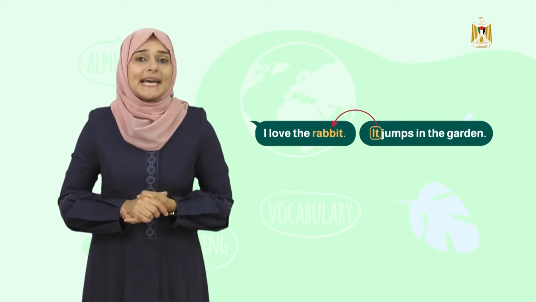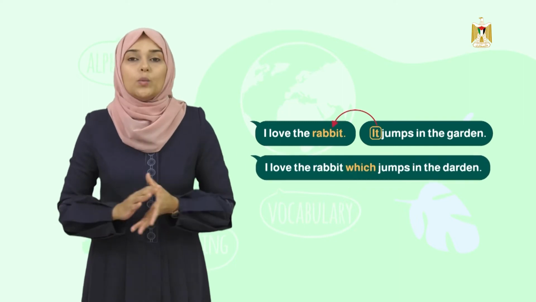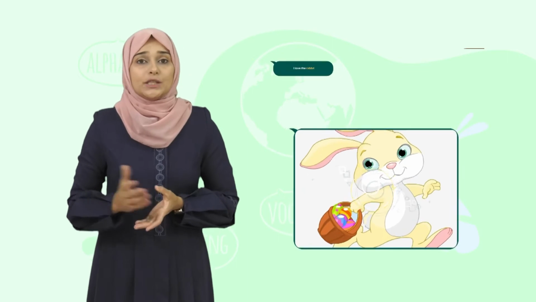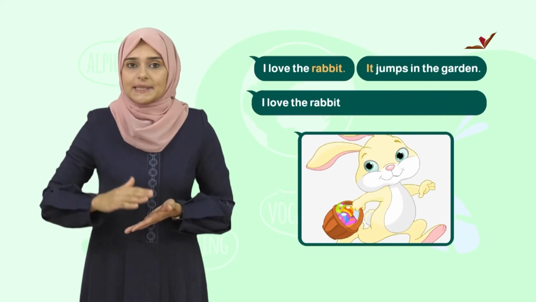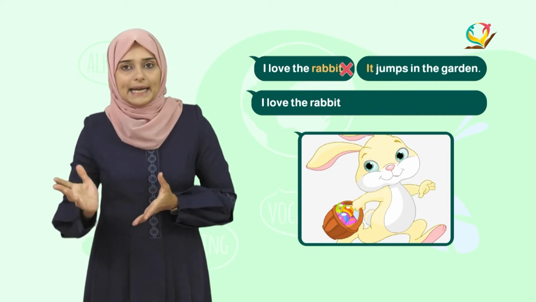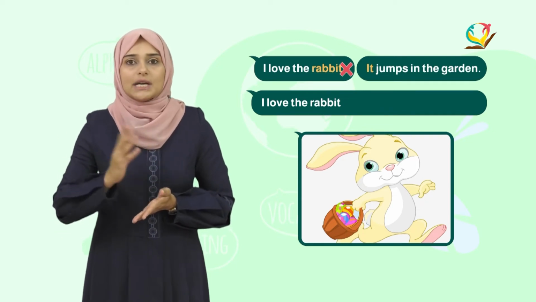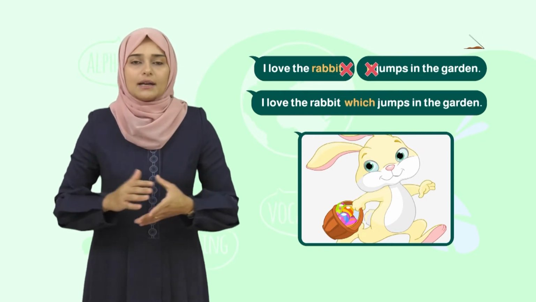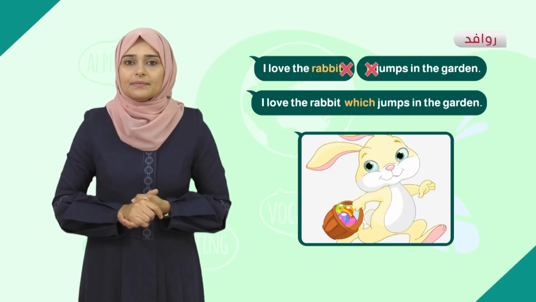So, we can say, I love the rabbit which jumps in the garden. As you see, we keep the first sentence, we omit the full stop, and it, نحذف النقطة و it, we use which instead, then complete the sentence.